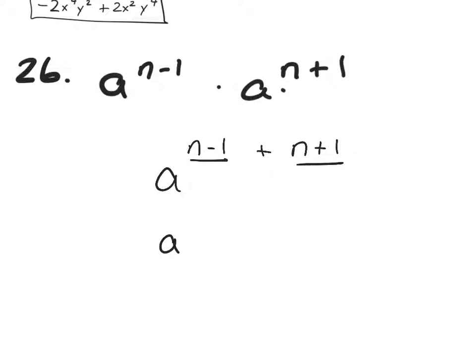All right, I'm sorry, go ahead with what you're saying. So a 2n. Because n plus n is 2n. Yep. And then the ones cancel out. The negative 1 plus 1 just leaves us with a to the 2n.